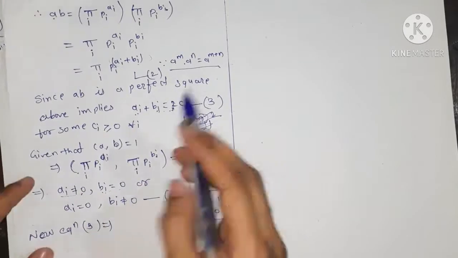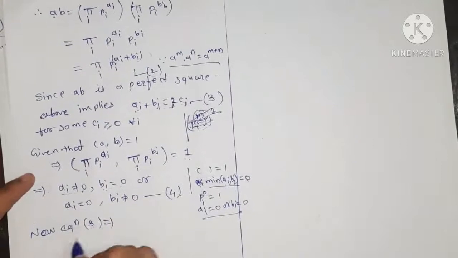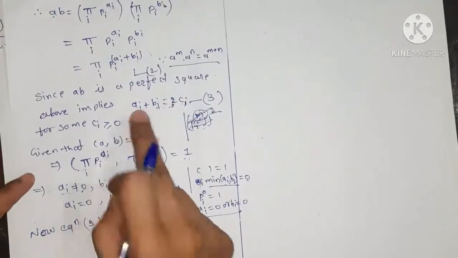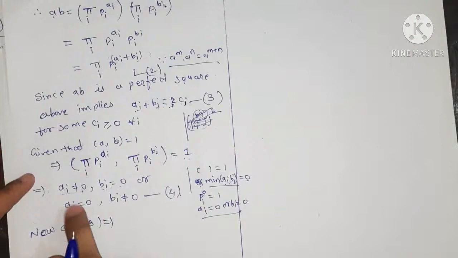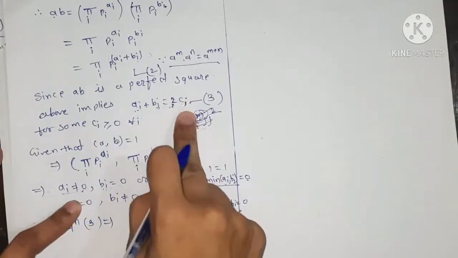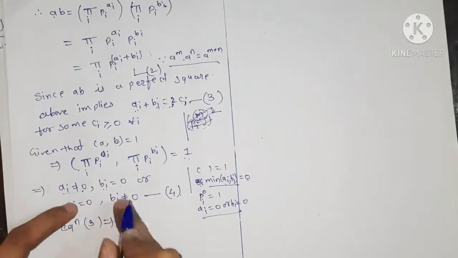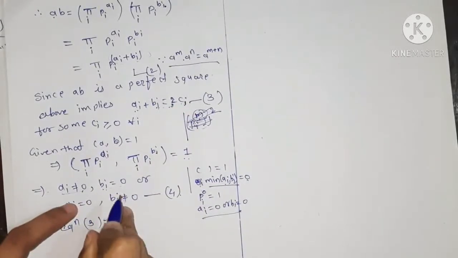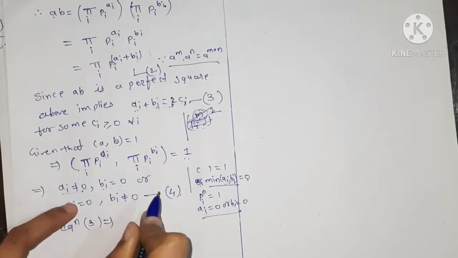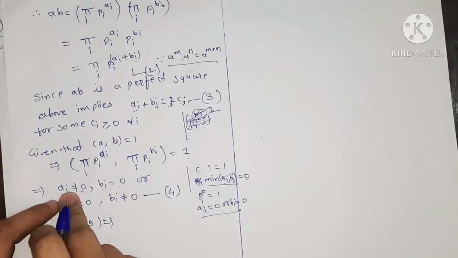Okay, so using equation 4, equation 3 implies that a_i will be even when b_i is not, that is, a_i equals 0, then b_i should be equal to twice some number, right? So when a_i equals 0, b_i is not 0, and therefore b_i should be twice some integer. So b_i will be an even number and a_i will be an even number.